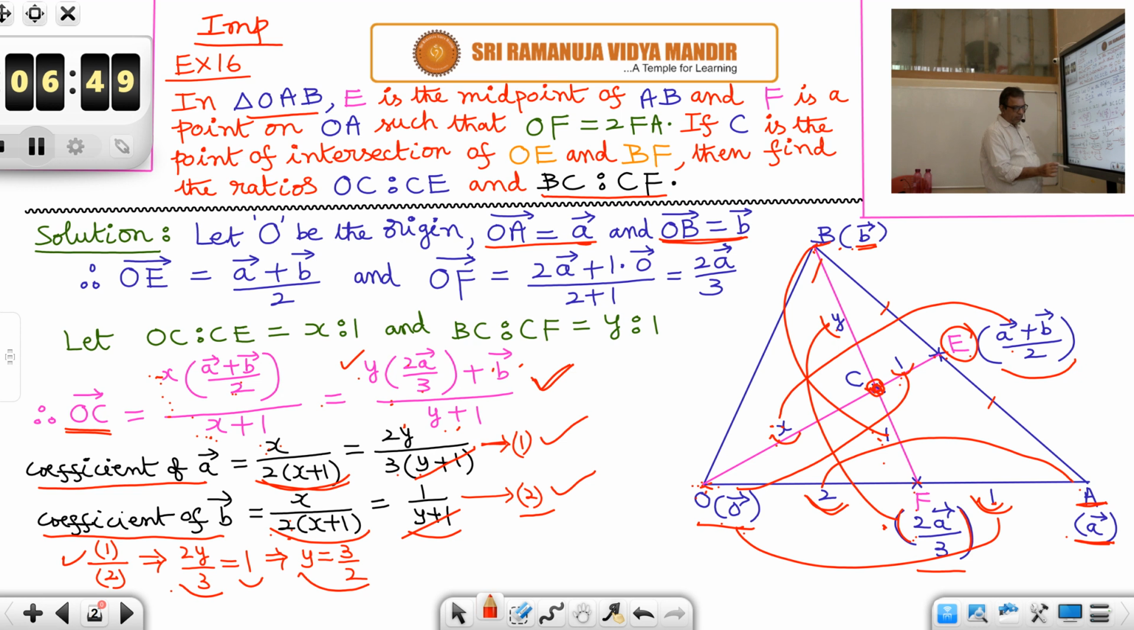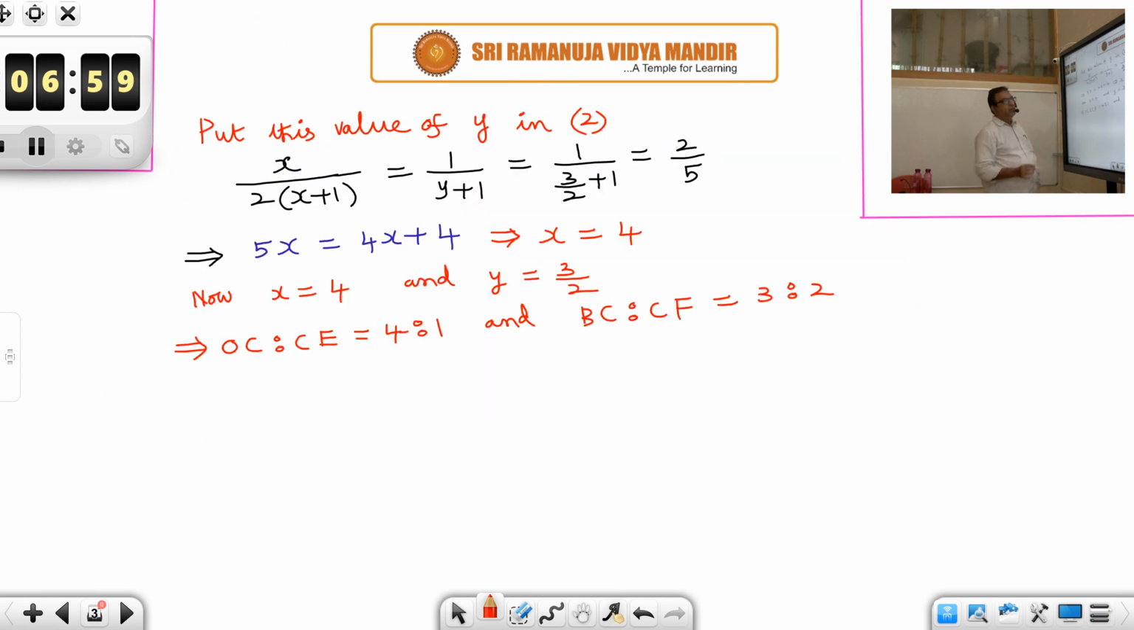That is what I am doing on the next page. So x by 2 into x plus 1 is equal to 1 by y plus 1. I will put y is equal to 3 by 2. Yes, x by 2 into x plus 1 is equal to 1 by y plus 1, where already y is equal to 3 by 2 I have obtained. So I have put y is equal to 3 by 2. So 3 by 2 plus 1, 5 by 2. So 1 by 5 by 2, 2 by 5.